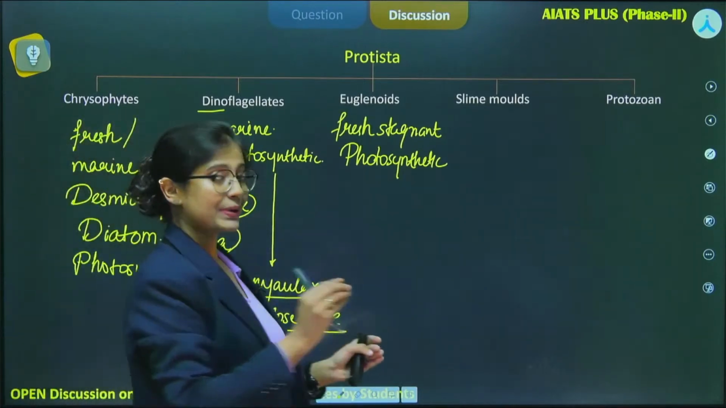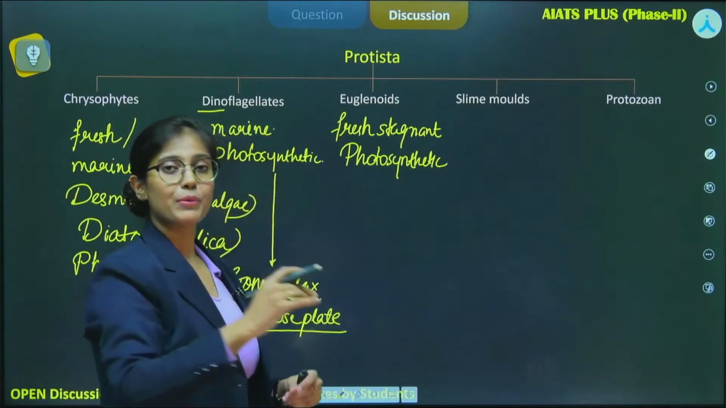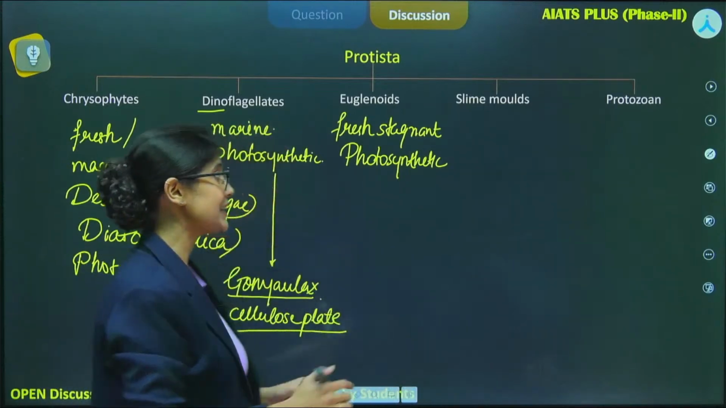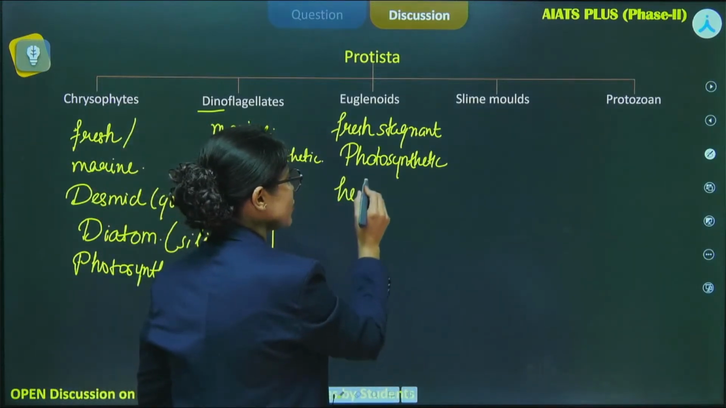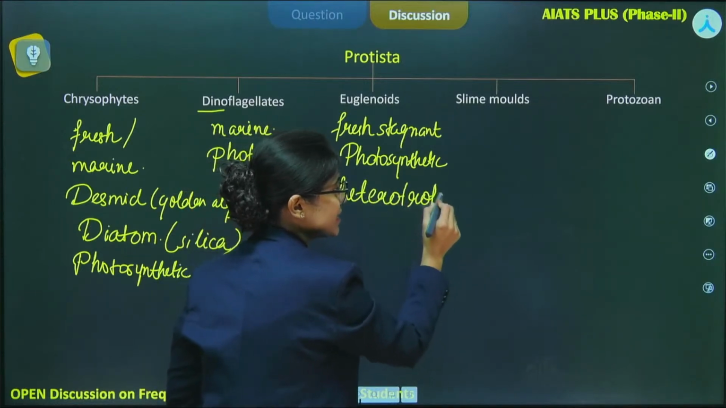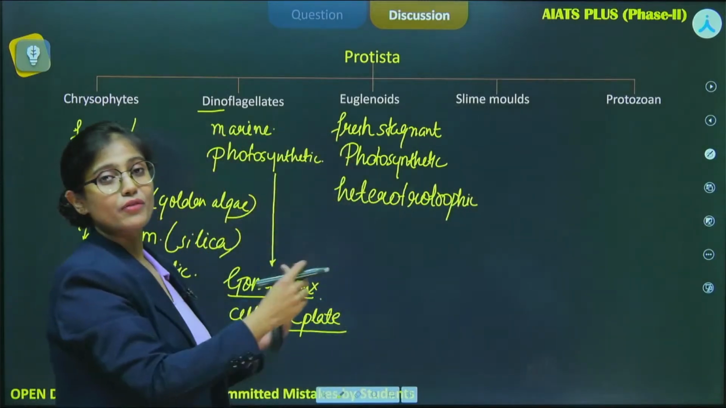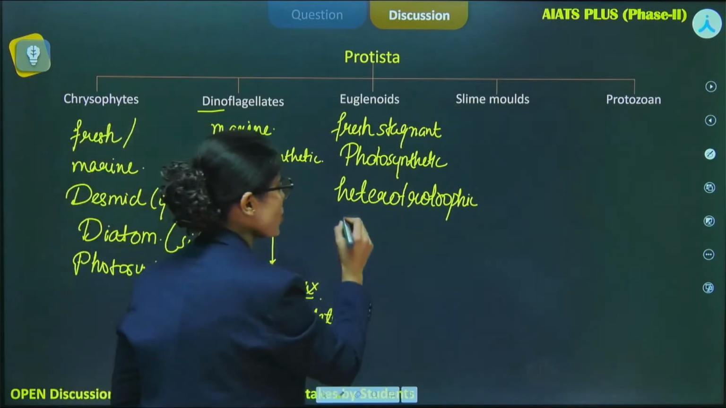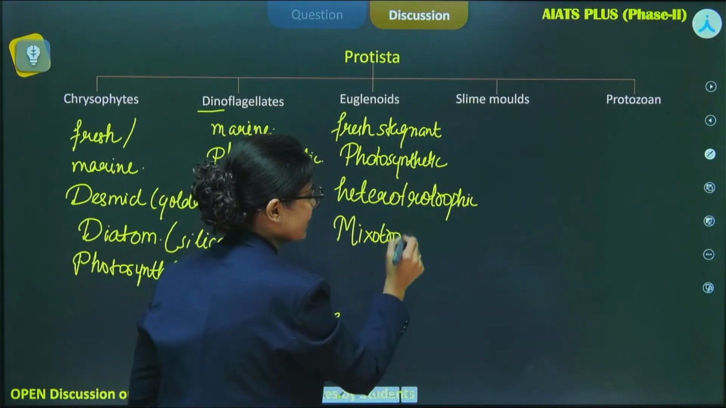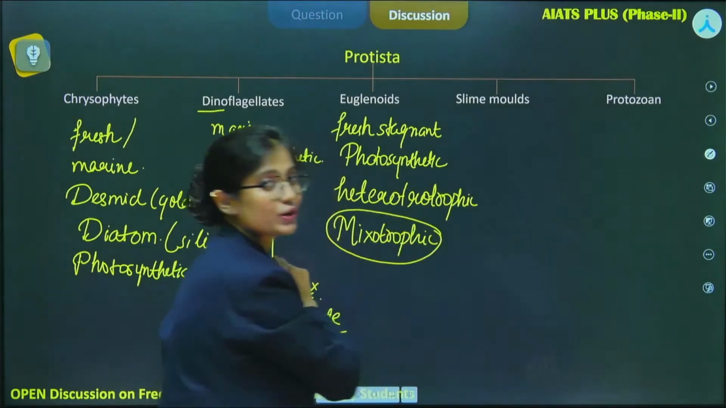In the presence of sunlight, it will act as a photosynthetic organism, but once it goes deep into the water, in the absence of sunlight, it will act as a heterotrophic organism. How? By preying on smaller organisms. This type of mode of nutrition is known as mixotrophic. Again, this term is important from the NEET point of view.